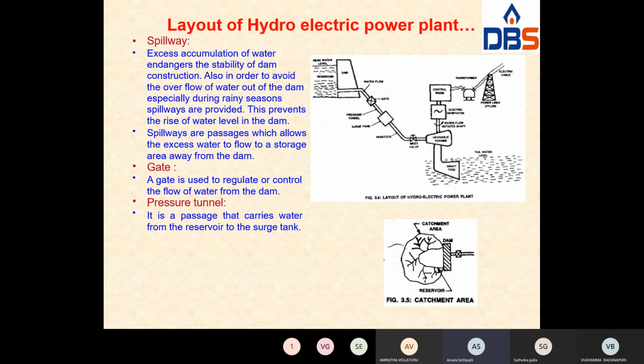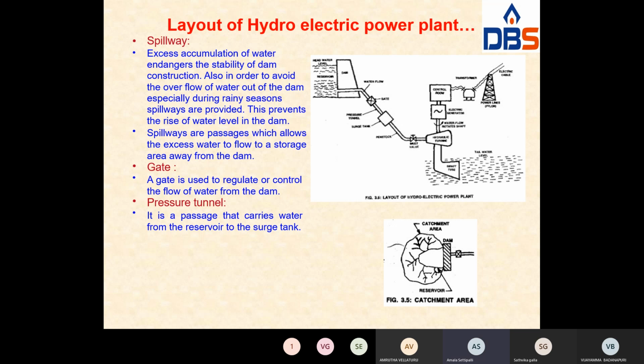Gate. As I already said, a gate is used to regulate or control the flow of water from the dam. Through the gate, you can regulate or control the water level. Pressure tunnel. The pressure tunnel is a passage that carries water from the reservoir to the surge tank. From the reservoir to the surge tank, the pressure tunnel supplies the water to the surge tank.